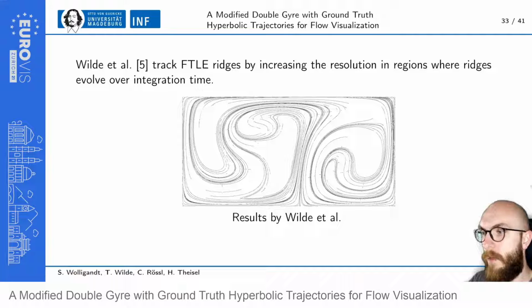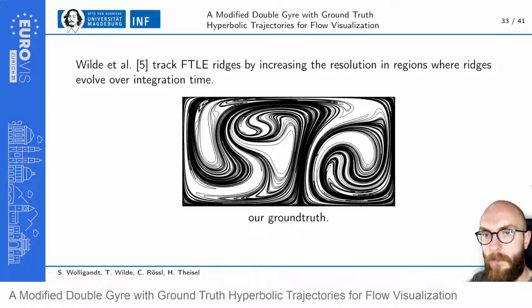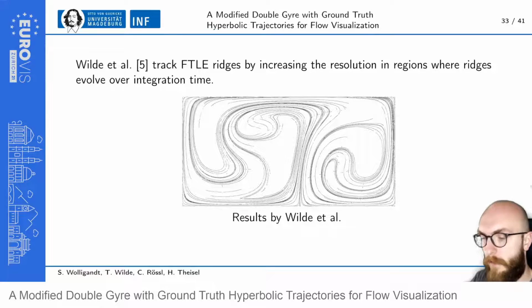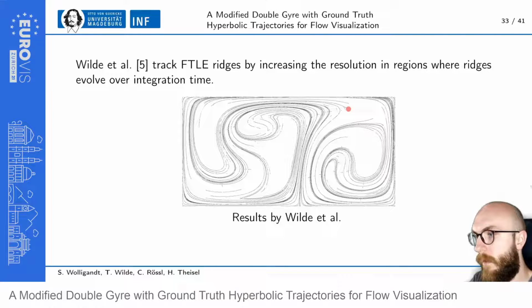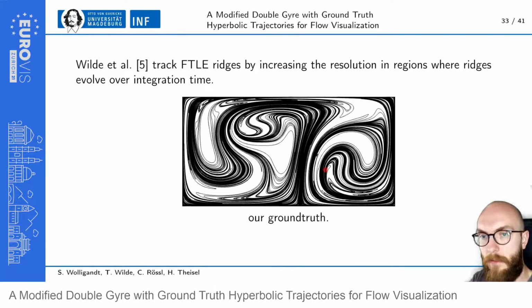In comparison to our ground truth solution, there appear gaps in the extracted LCS boundaries. This is our ground truth solution, and for example, here are missing some arcs which are present here. And as you can see, there are those crossing lines here which cross the LCS boundaries, and these are not present in the ground truth solution.